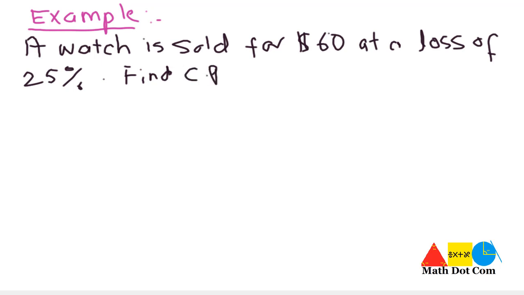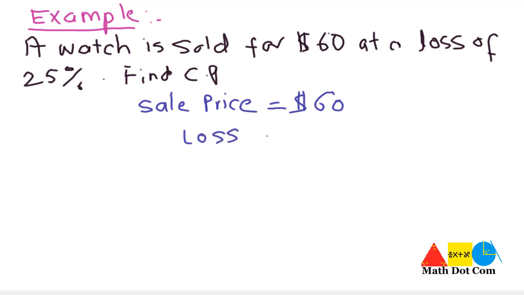Okay, now what we will do here, we will solve it in a way. First we will write what is given. Given is the sale price is equal to $60. Okay, then loss is equal to 25%, and what we have to find is CP.